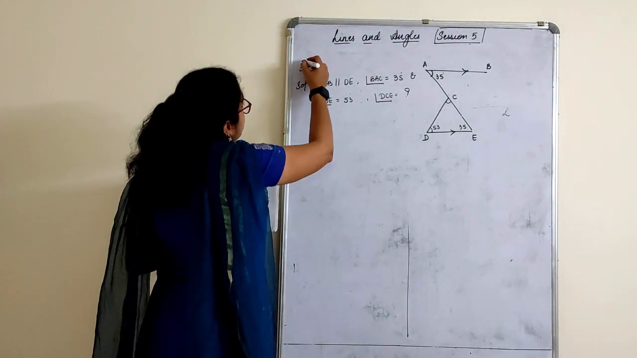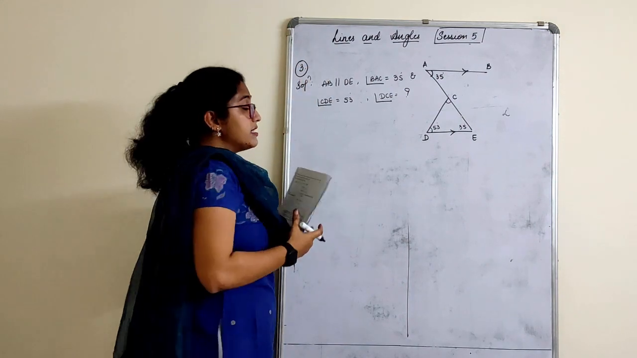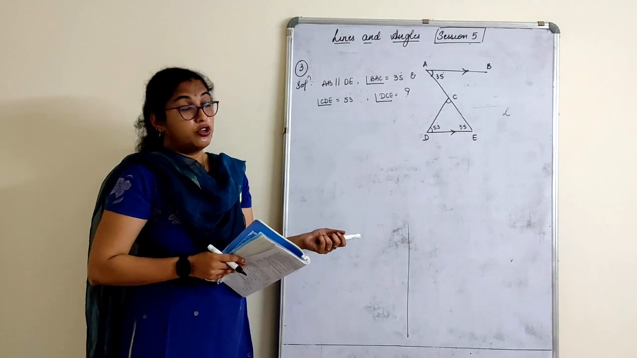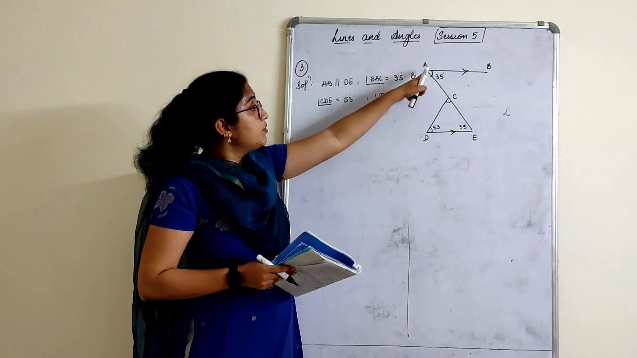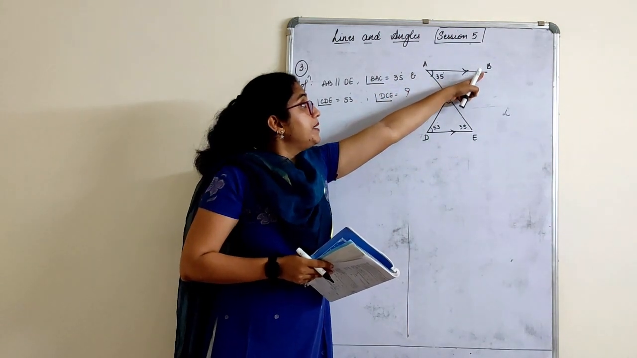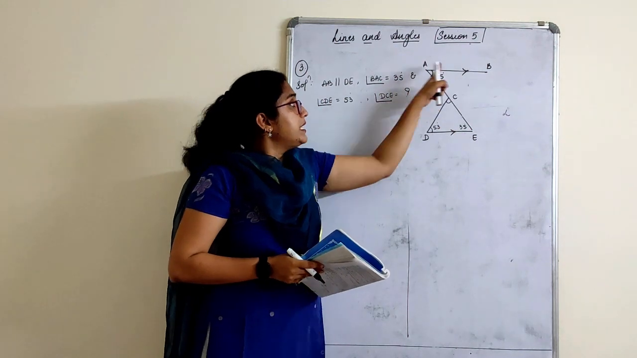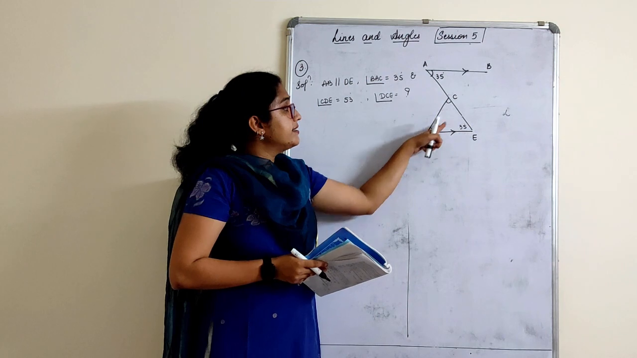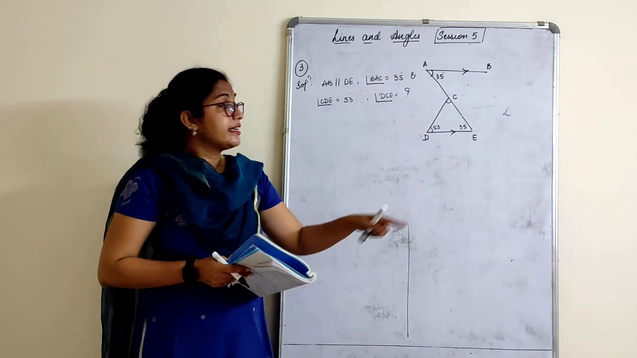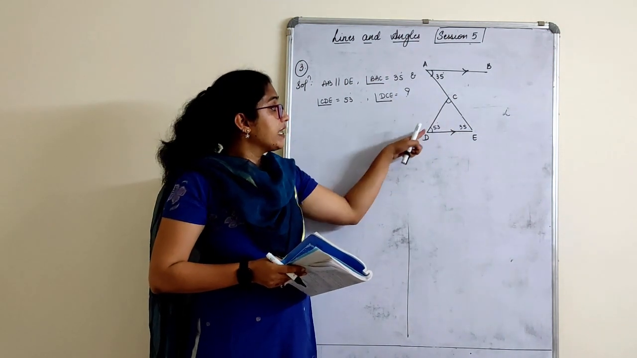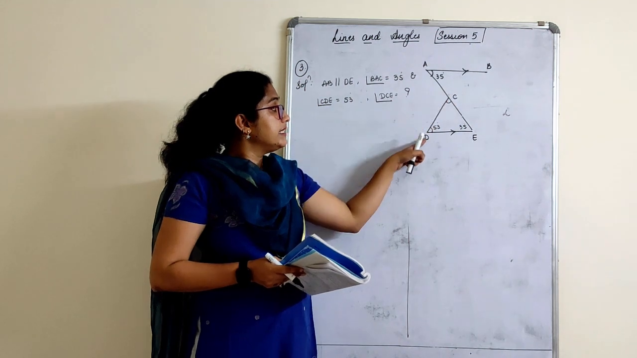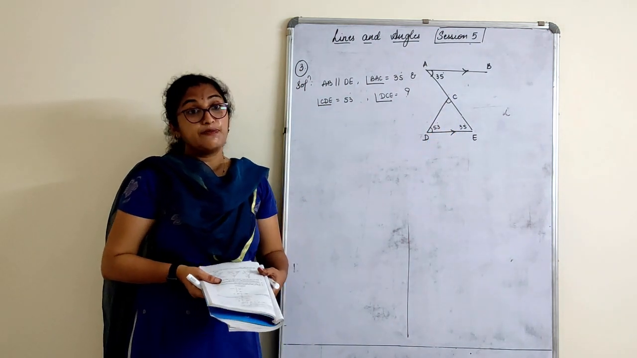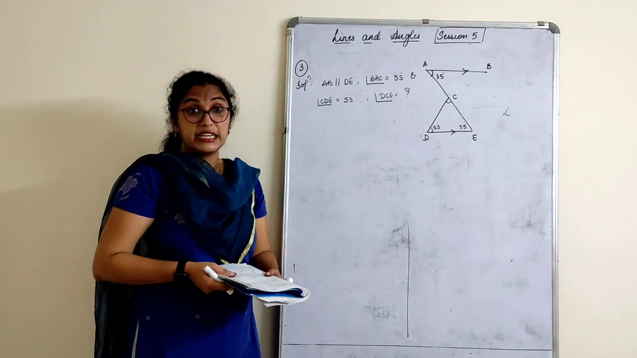So shall I give you the homework, children, in this sum? Now you know what you have to do. I have written everything I have told you also. So what will you do here now? You will say angle BAC or angle BAE is equal to angle AED. Reason? Alternate angles, 35. Angle sum property in triangle CDE. Angle C plus angle D plus angle E is equal to 180. With that you can find angle C.